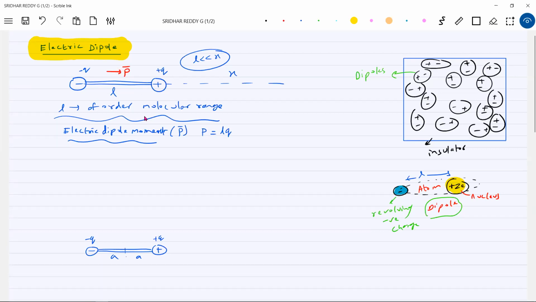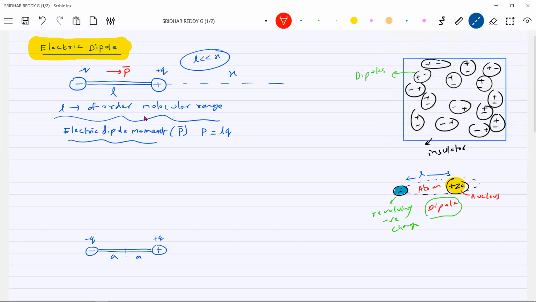So what can be the unit for this? Shall we go for coulomb meter? Charge is in coulombs, and there's a meter. So the unit for electric dipole moment will be coulomb meter. And it will always be directed from negative to positive charge. It's a convention.